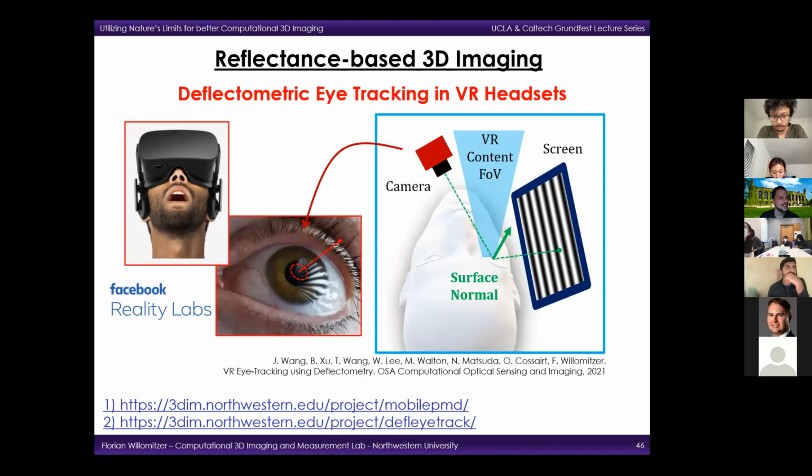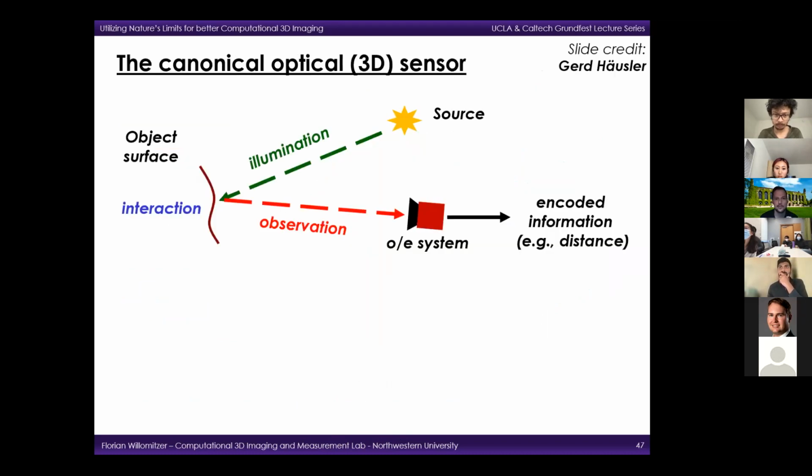I think that's basically it for today. So now the talk comes to an end. But to summarize my talk on a high level, I would like to show you a slide that I have adapted from my previous PhD advisor, Gerd Häusler. This is the canonical model for an optical 3D sensor. We just learned that such a sensor is always composed of a light source, the surface that we want to measure, and an optical or electronical system like a camera and a computer, which evaluates the encoded information.